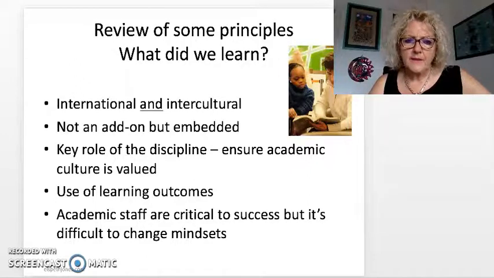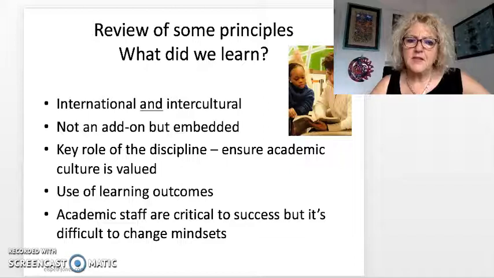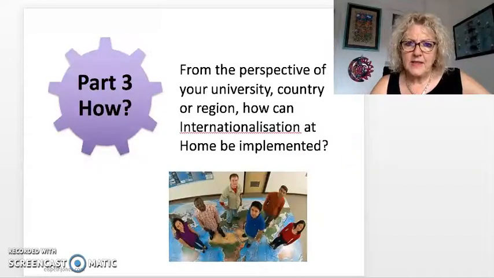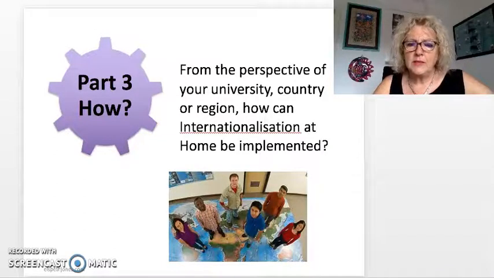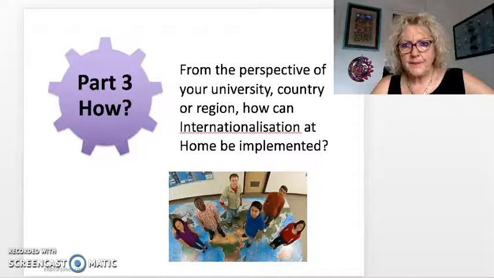So using learning outcomes as the starting point for the internationalisation at home process is something that I'd like you to think about. And in particular, I'd like to think about from the perspective of your university, your country or region, how internationalisation at home can be implemented through the curriculum and what this means for the academics in your context, as well as the support staff across the institution. So I'd like you to think about that as the question for this section of the video.